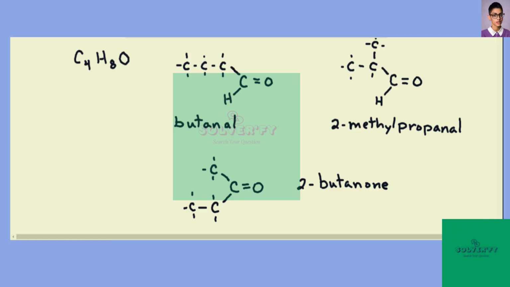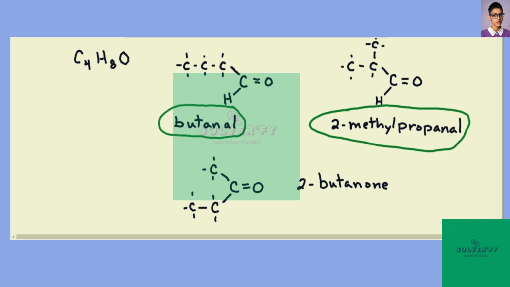I've used the prefix but because there's a 4-carbon chain. But instead of being butane, as it would be if it was a 4-carbon hydrocarbon, this is a ketone. So its name has to end with one. So this is 2-butanone. These are the only 2 aldehydes I can make from this formula, and the only ketone that I can make from this formula. All right, so those would be your answers. Thank you.